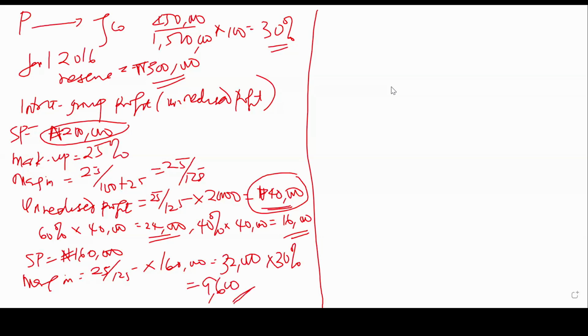Now, this 9,600 naira, the double entry for it, we mentioned the other time. You're going to simply say, I cannot possibly credit inventory. What I will credit is the carrying amount of my investment in associates. And then we debit the group retained earnings. All right.